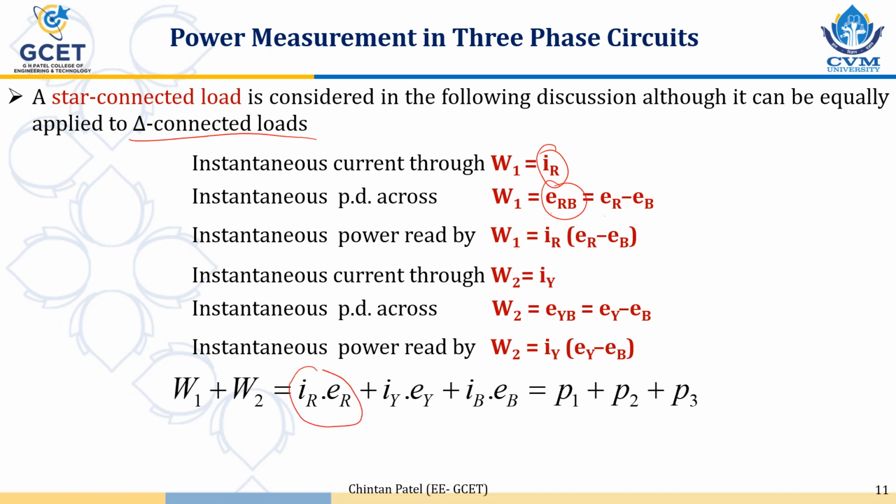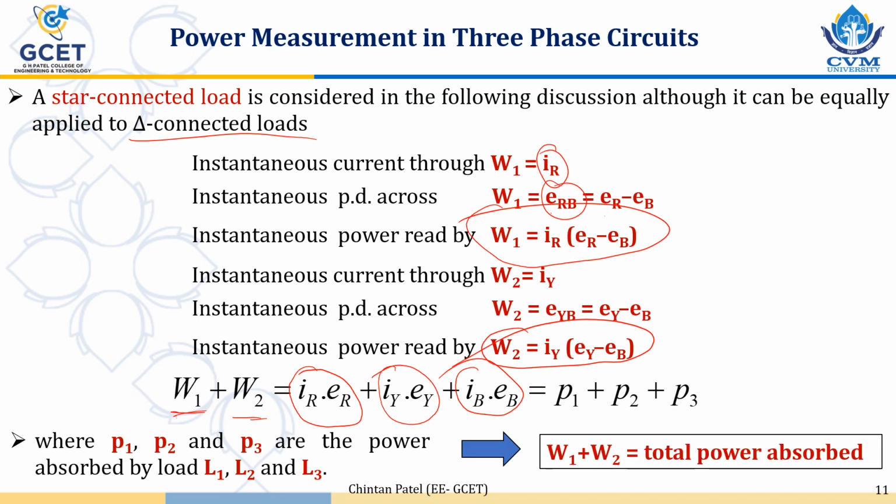IR into ER is power consumed by R phase. You can see ER is potential across R phase, IR is current of R phase. So IR into ER is power consumed by R phase. Similarly, power consumed by Y phase, power consumed by B phase. And we can write it is P1 plus P2 plus P3. Now on the left hand side, we can put the values of W1 and W2. So W1 is IR into ER minus EB. W2 is IY into EY minus EB.